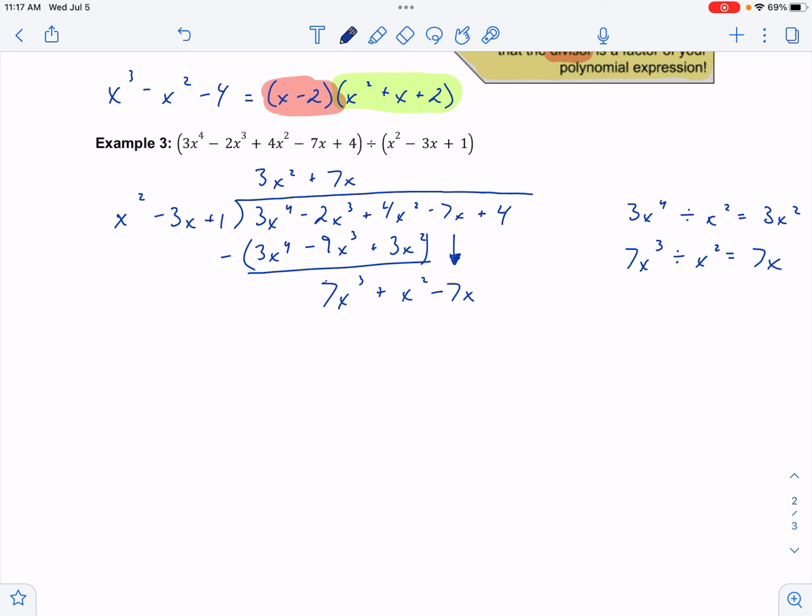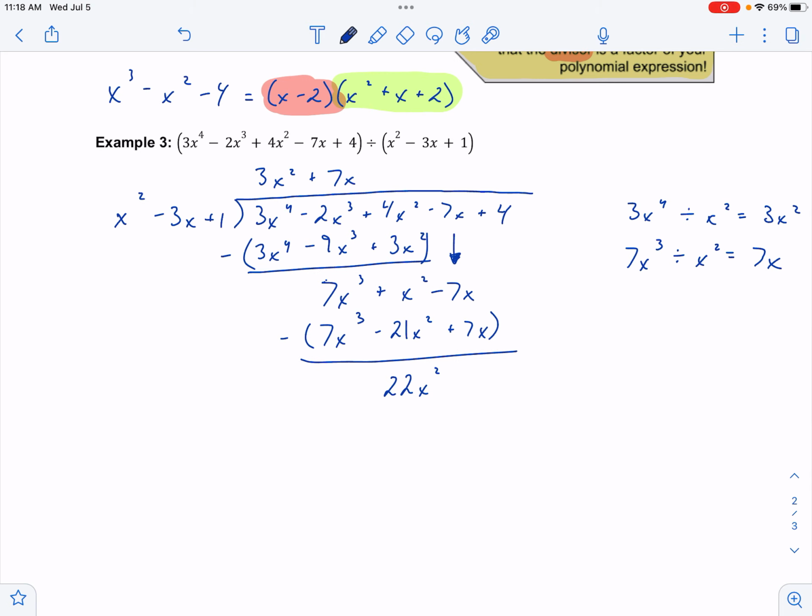I multiply. 7x times x squared is 7x cubed. 7x times negative 3x is negative 21x squared. And then 7x times 1 is positive 7x. I subtract. 7x cubed, take away 7x cubed is nothing. X squared, take away negative 21x squared is positive 22x squared. And then negative 7x, take away 7x is negative 14x. Drop down the positive 4.